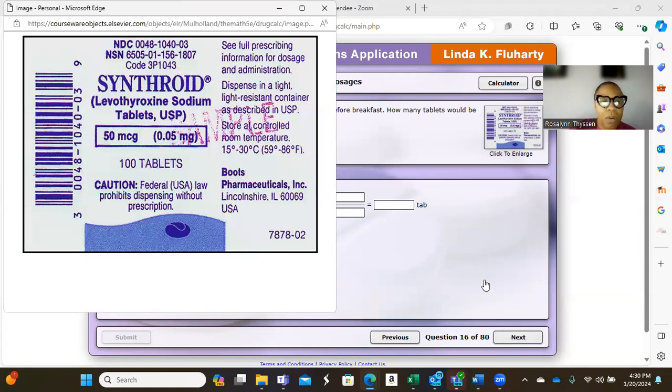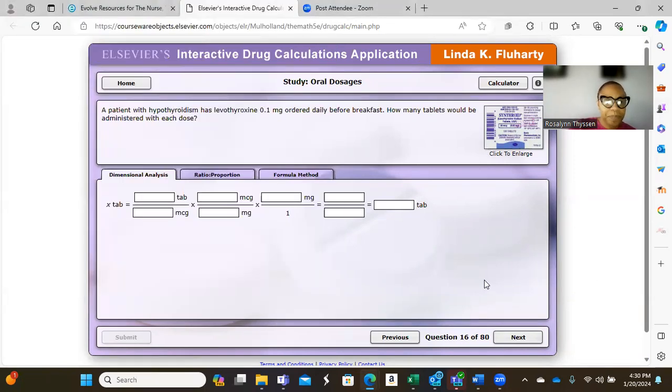According to my label, I have 50 micrograms in one tablet. So I know one tablet is 50 micrograms. Micrograms is at the bottom, so I know it has to go at the top. When I look at my order, it is in milligrams, so I'm not finished with my what-do-I-know question yet, because I have to get to milligrams. That means I need a conversion, because micrograms is up there.